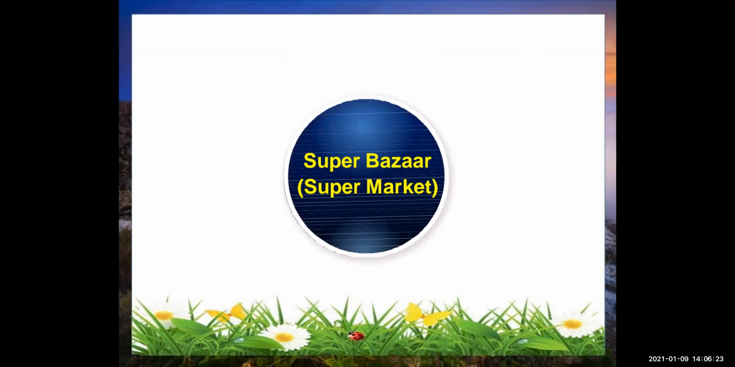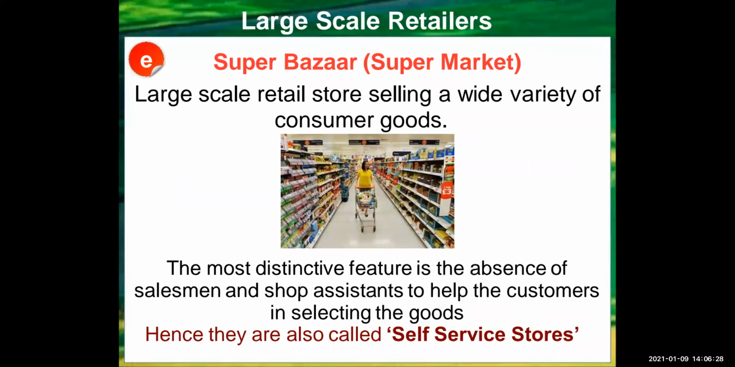Another large retail which we have is the supermarket. Now, supermarket is a large scale retail store which sells a wide variety of consumer goods, and the most important or different feature is the absence of salesmen and shop assistants to help the customer in selecting the goods. So they are also called self-service stores.